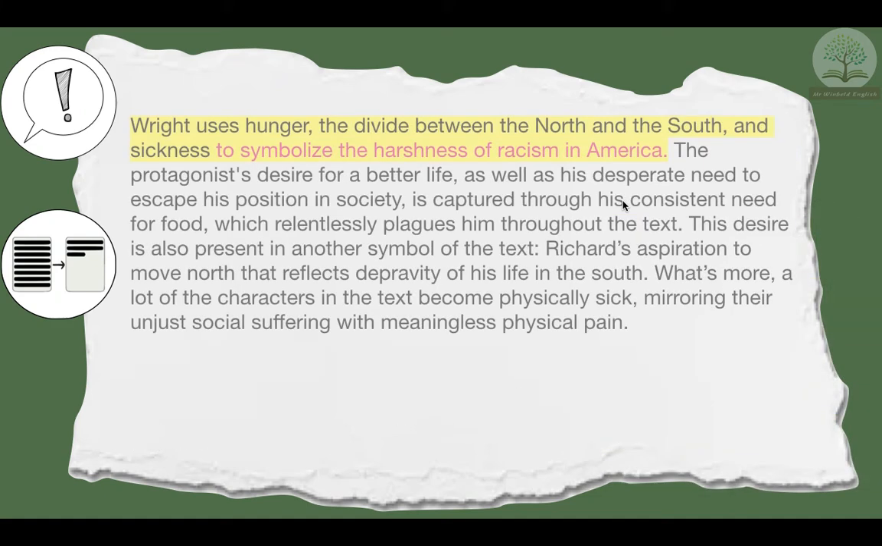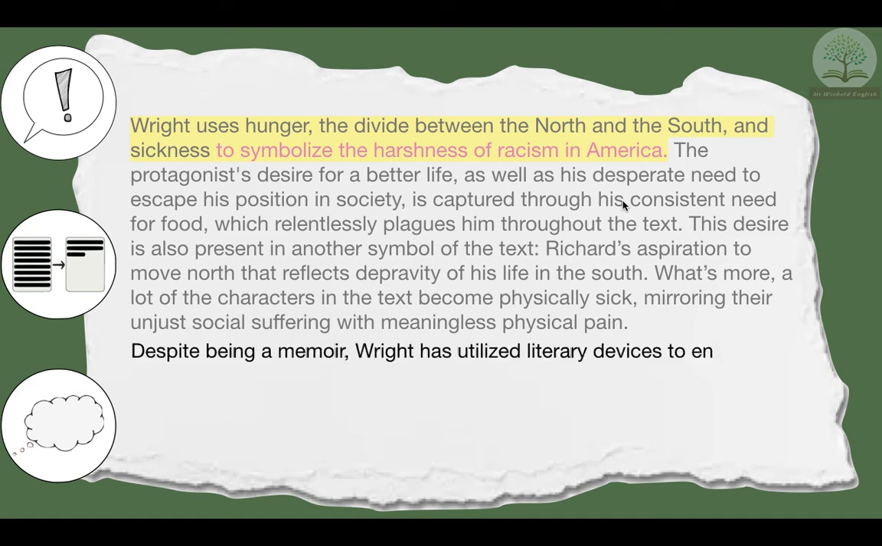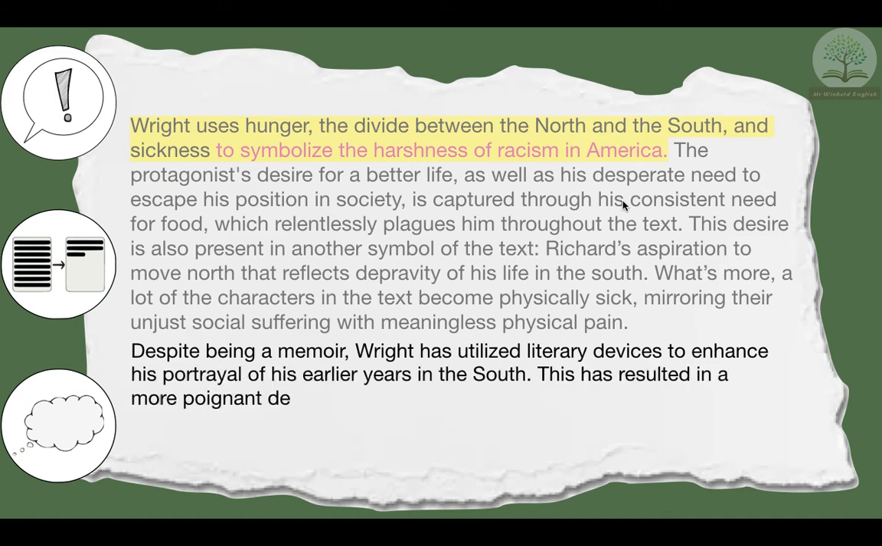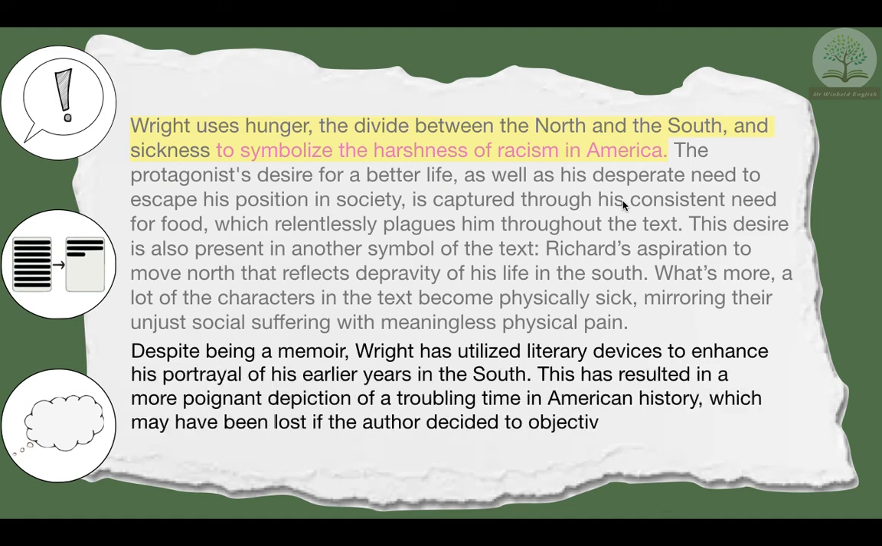Finally, once we have all this, we want to give the reader a final thought to walk away with. We look at this and we think, well, what is it I can say about my essay? What's the significance of my essay without having to introduce a new idea that requires further explanation? Perhaps I could say this: despite being a memoir, Wright has utilised literary devices to enhance the portrayal of these early years in the South. This has resulted in a more poignant depiction of a troubling time in American history, which may have been lost if the author decided to objectively depict his story in a plainer writing style.